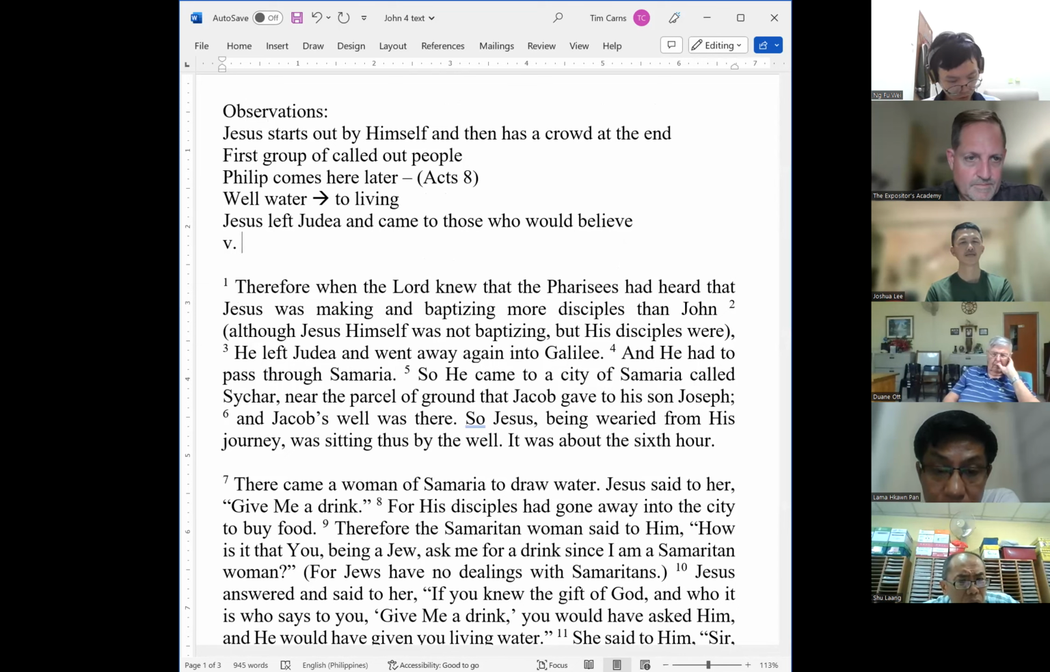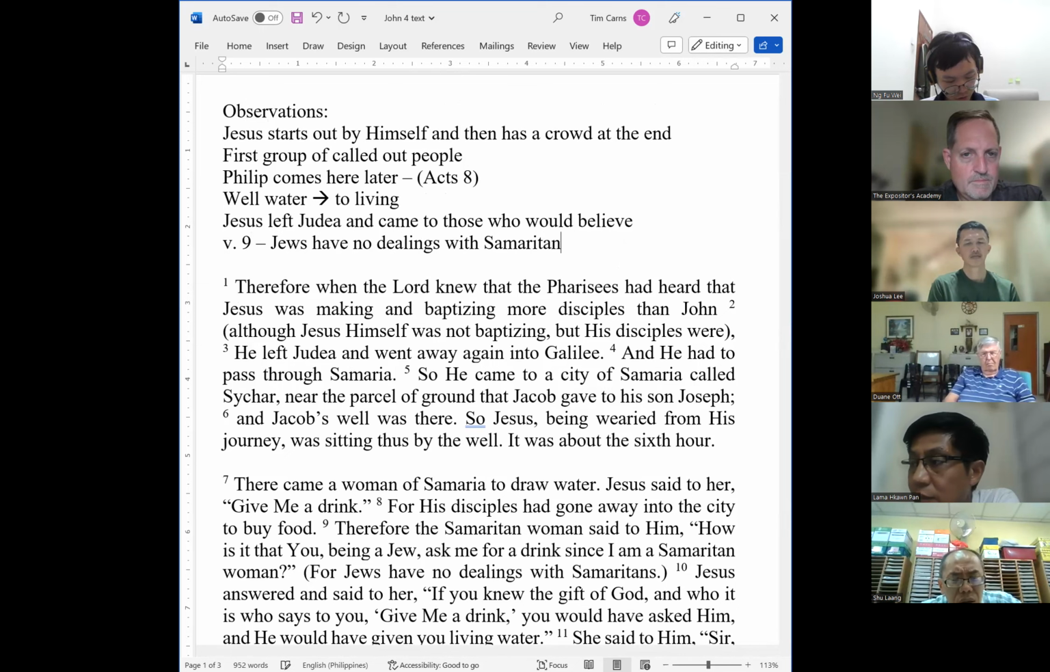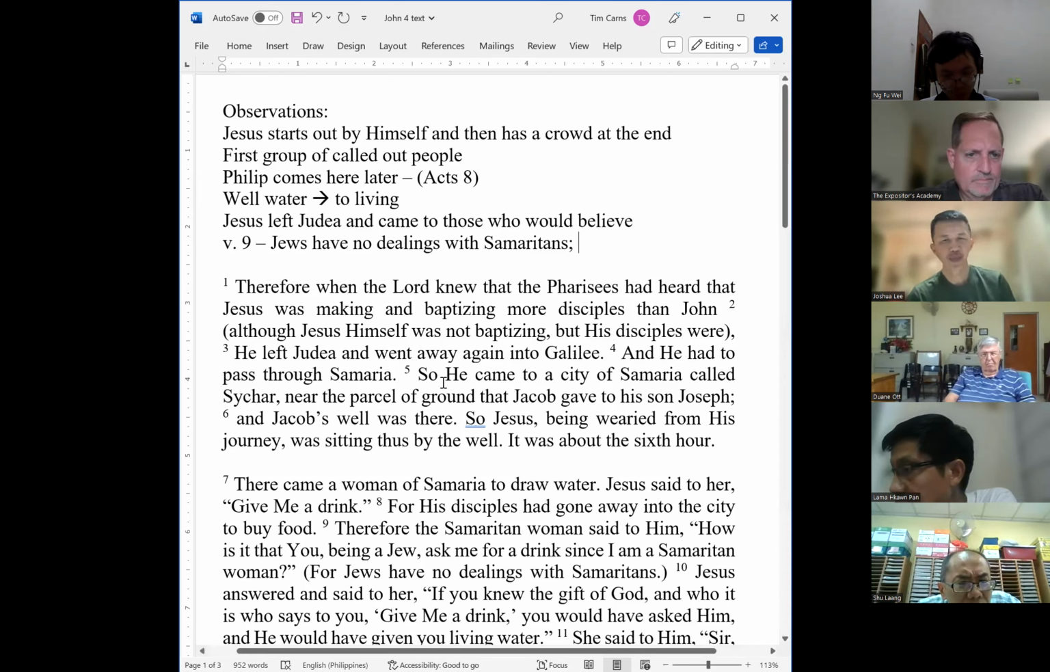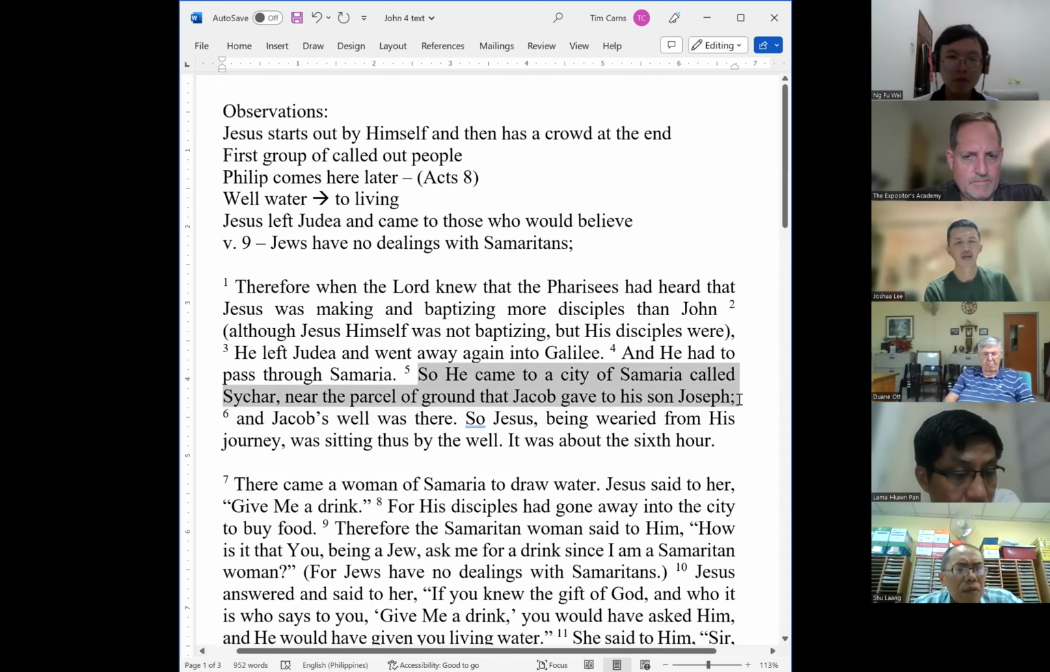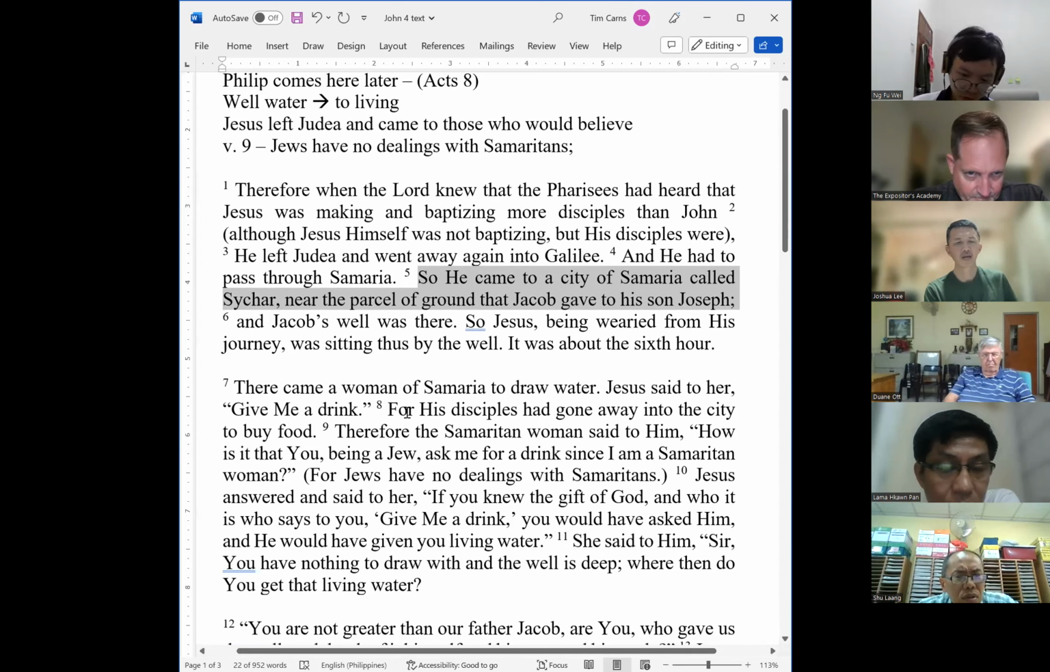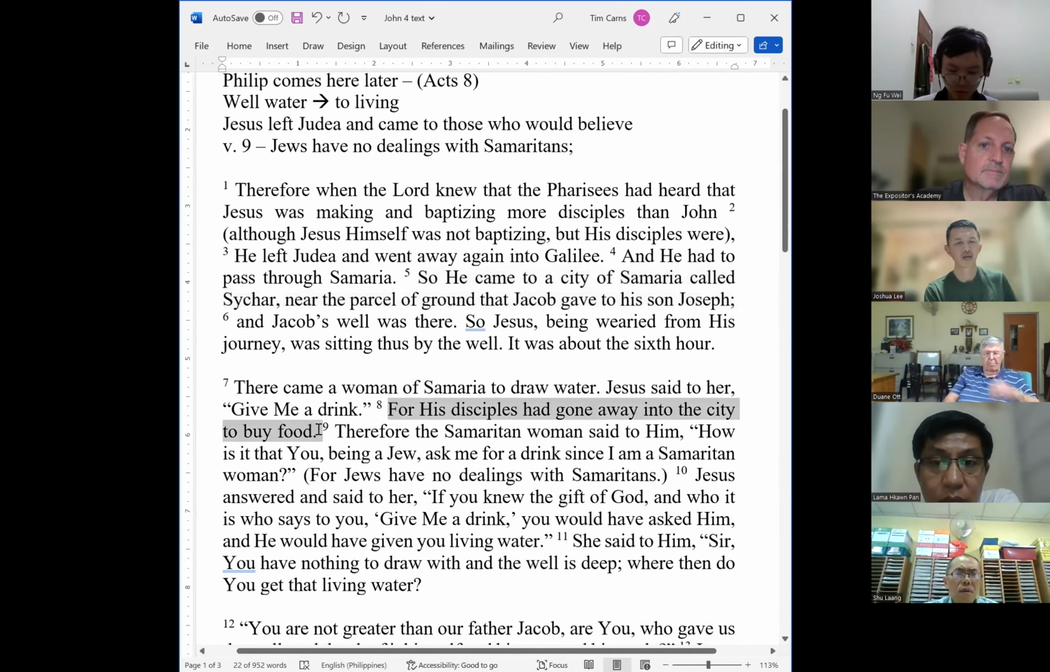Okay, from verse 9, I think. For Jews have no dealings with Samaritans, but here a very interesting thing happened. It said in verse 5, so he came to the city. In verse 8, he said, for his disciples had gone away into the city to buy food.